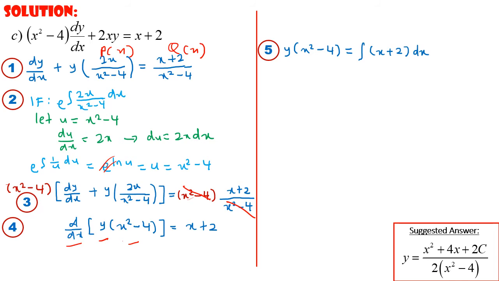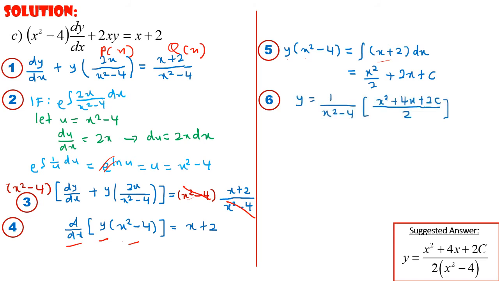So on the left hand side we already cancel out d/dx, so we are leaving only y times the integrating factor. So integrate this right hand side. We'll get x squared over 2 plus 2x, and then don't forget plus c. Then lastly, on step number 6, leaving only y, we will divide the terms on the right hand side by x squared minus 4.